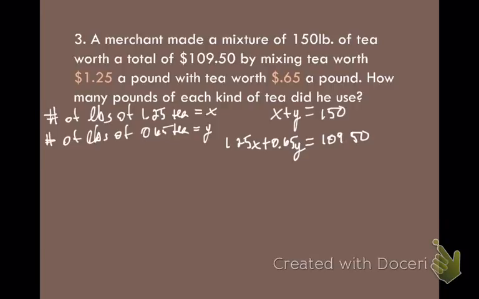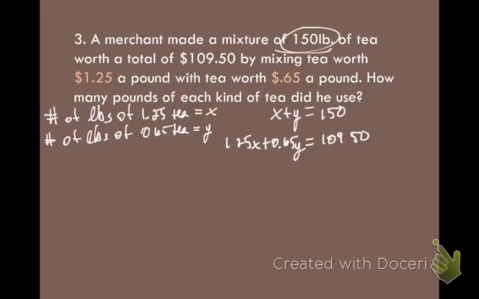Okay, this is what you came up with. A little bit weird in defining your variables, but what we need to know is how many pounds of each kind of tea did he use. So we need the number of pounds of the expensive tea and the number of pounds of the less expensive tea. So the $1.25 tea and the 65-cent tea. X and Y are going to stand for the number of pounds. All right? So he mixed together a total of 150 pounds. So if I take the number of pounds of the expensive tea plus the number of pounds of the inexpensive tea, that should equal 150.